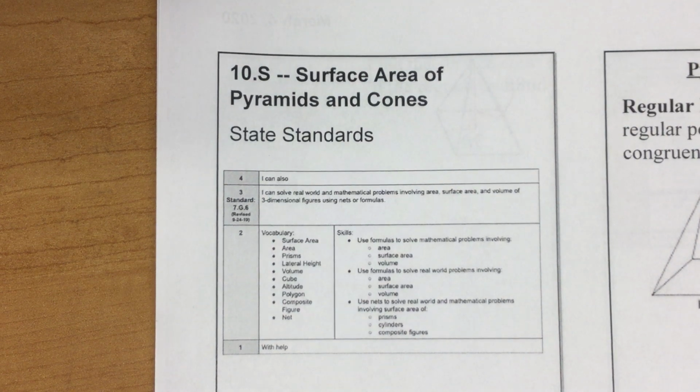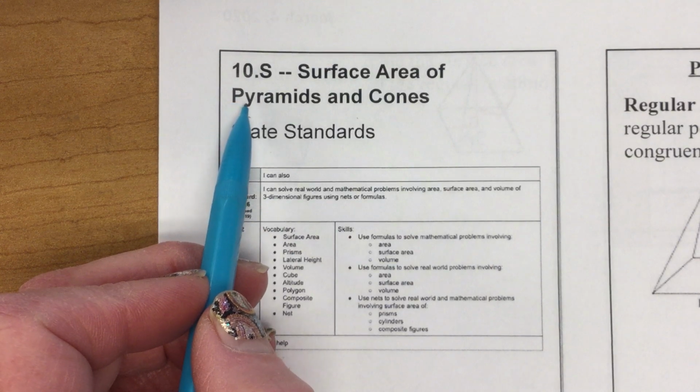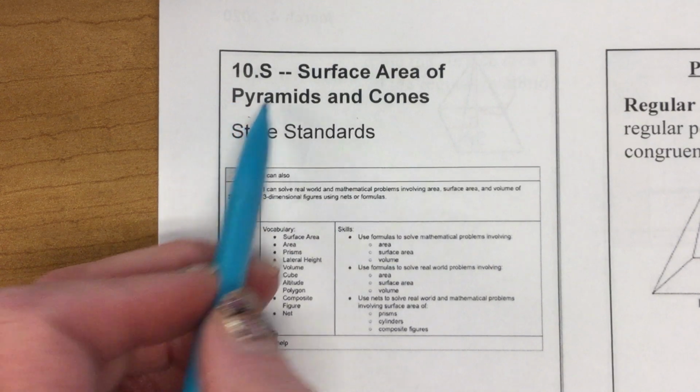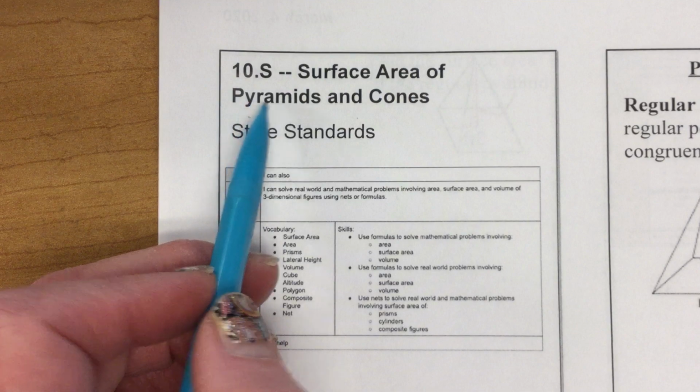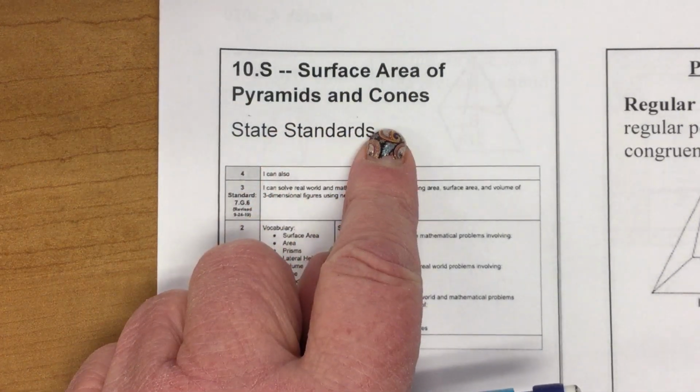Next lesson is 10S, surface area of pyramids and cones. Not sure why that's 10, unless we really want it to be spring and we're ready to go out and play some tennis. Not sure about that, but it might be. But now we're going to do pyramids and cones.